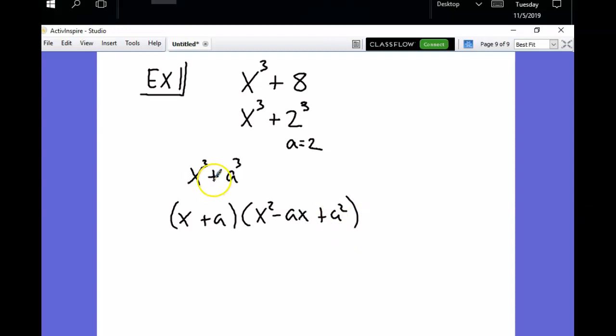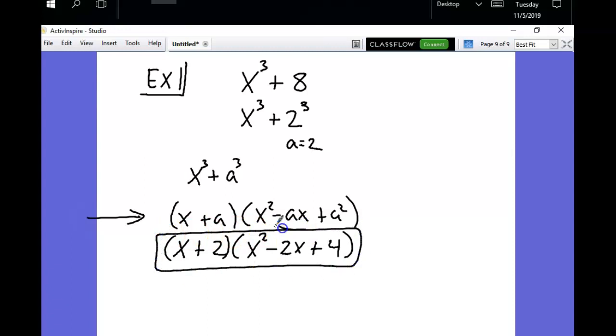Notice how, like I said before, if this is plus, this is minus. In this case, my x is just x. There's nothing special there. But my a is 2. So we're going to plug these things into this part here. So we would have x plus 2, x squared minus 2x plus 2 squared, which is 4. And there you go. So that's how you factor a sum of cubes.